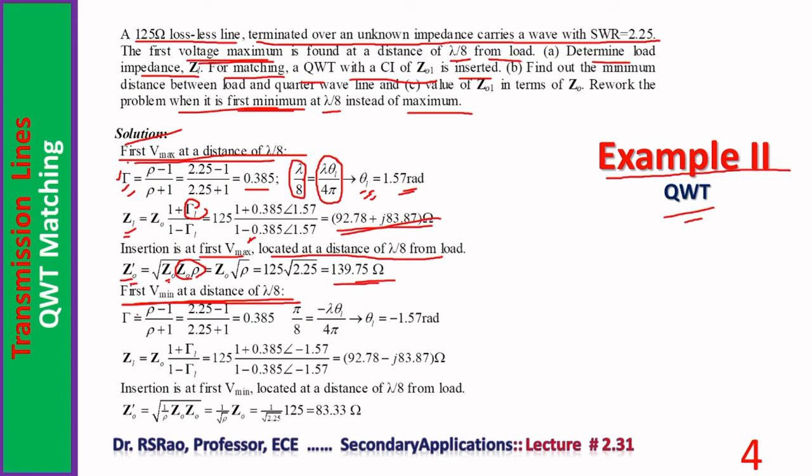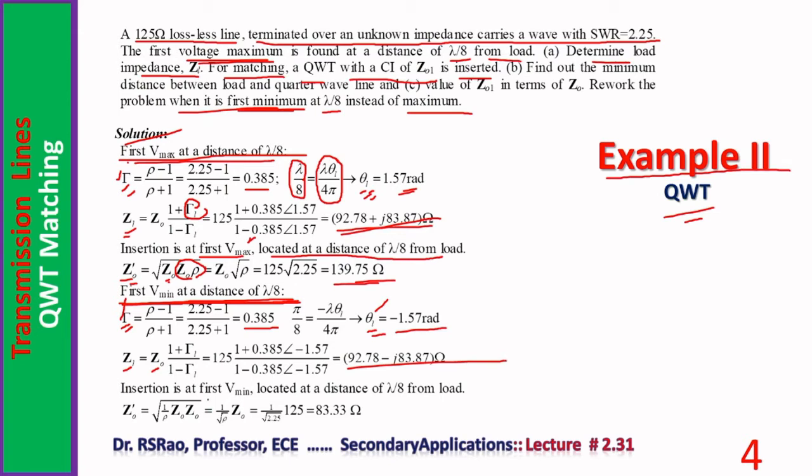Now we consider the second case, first V minimum at a distance of lambda by 8. Rho is given, so the magnitude of the reflection coefficient can be found. And from the location of the V minimum, it is pi by 8 equal to minus lambda theta L by pi. Theta L can be found as minus 1.57 radians. So the gamma magnitude is known, its angle is also known. So ZL equals Z0, gamma L is known. We can substitute to find 92.78 minus j 83.87 ohms.